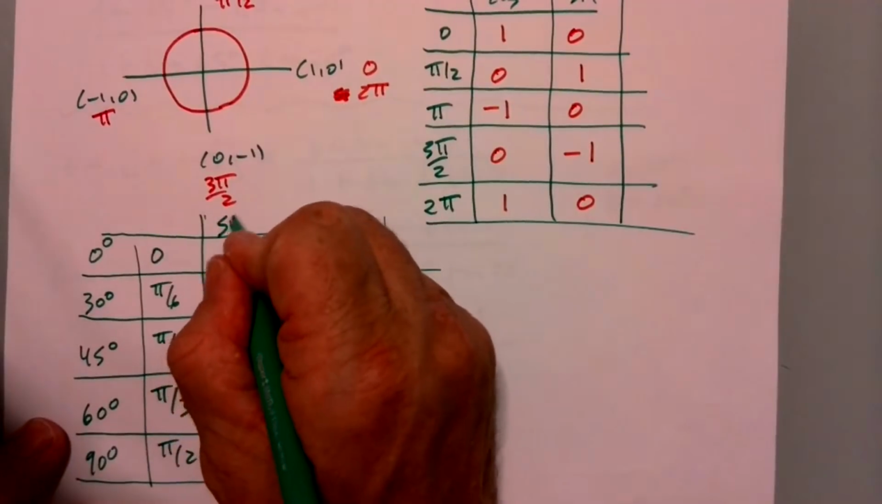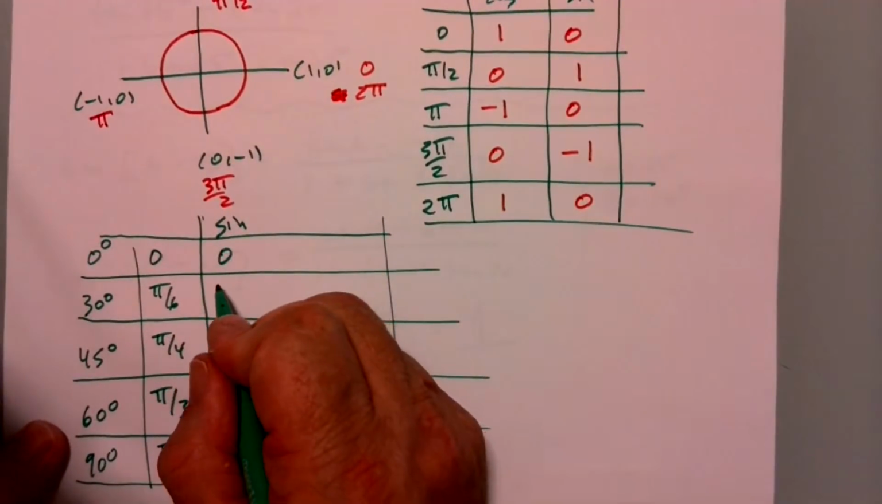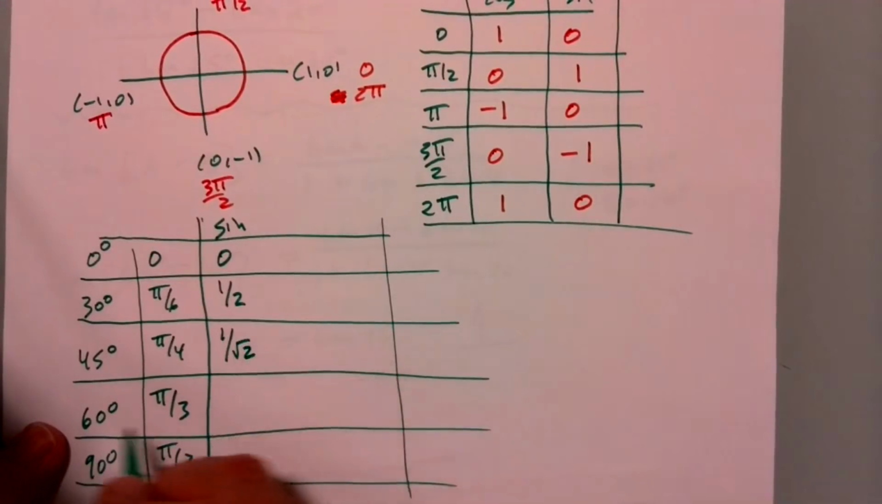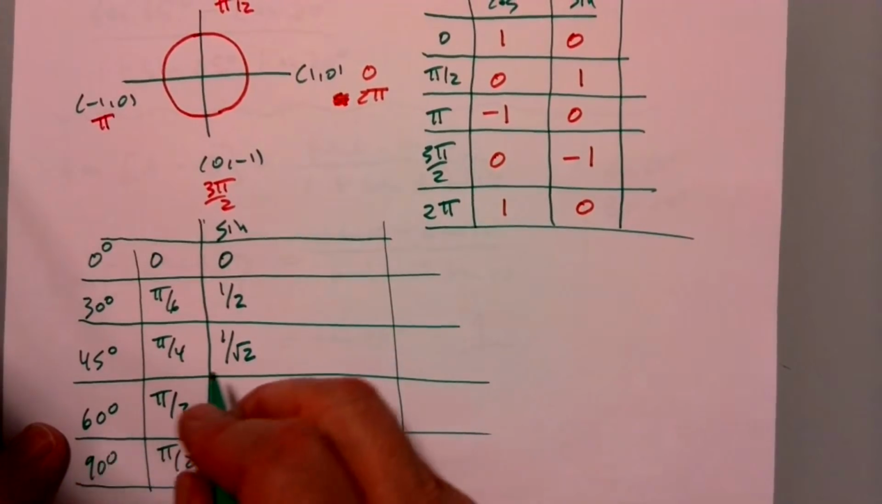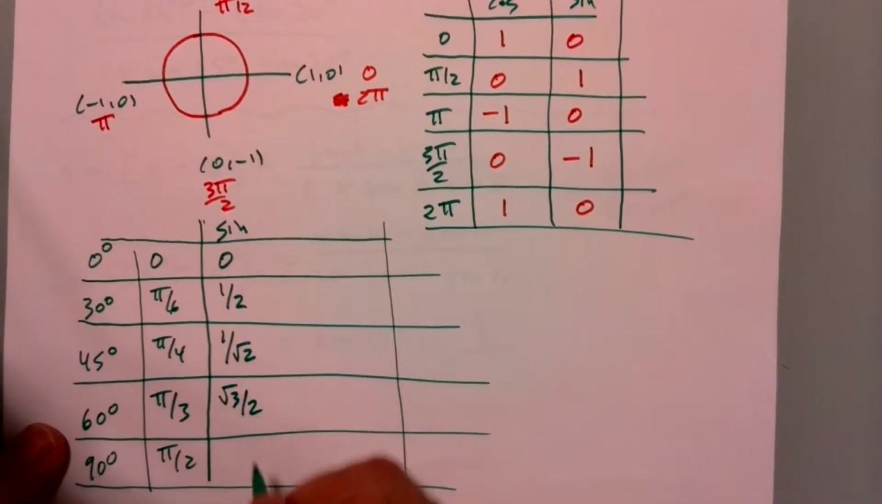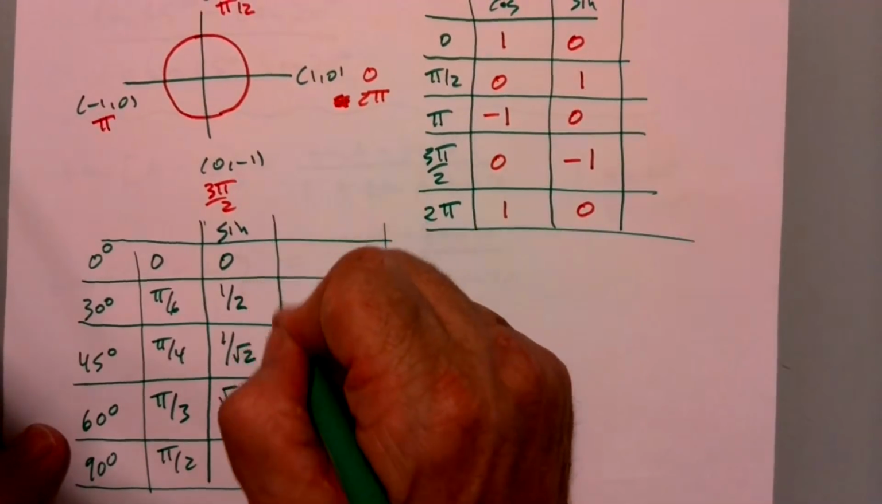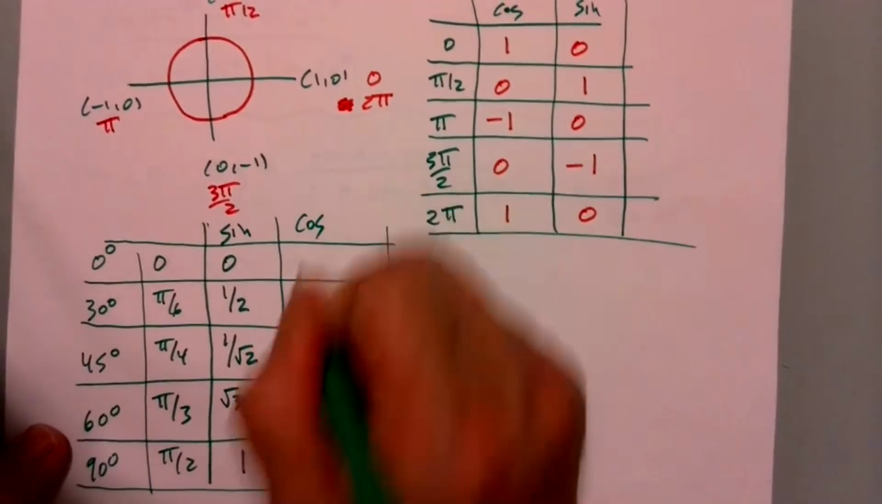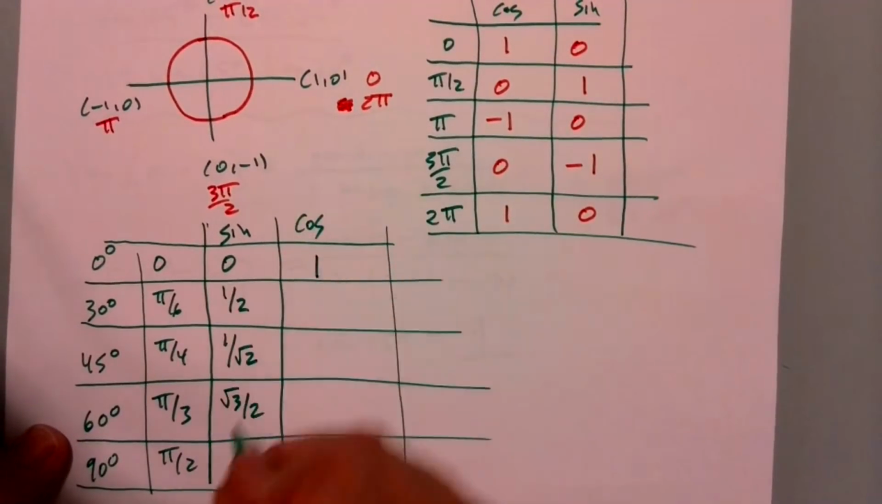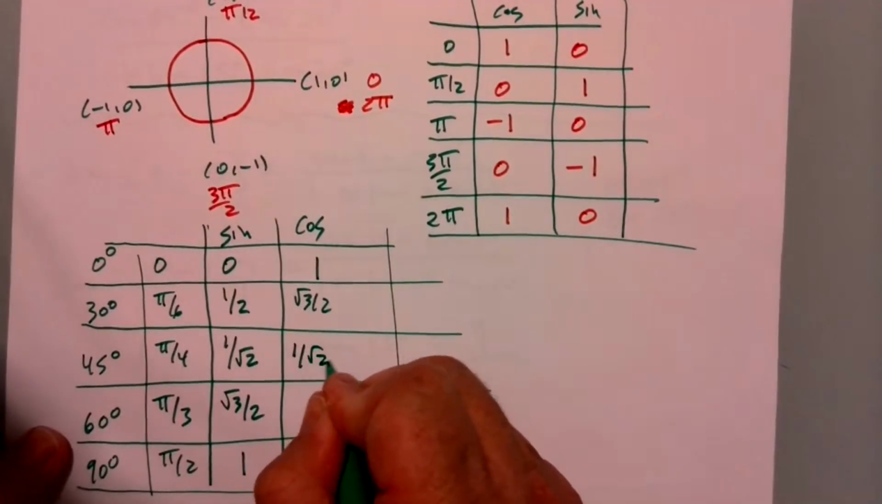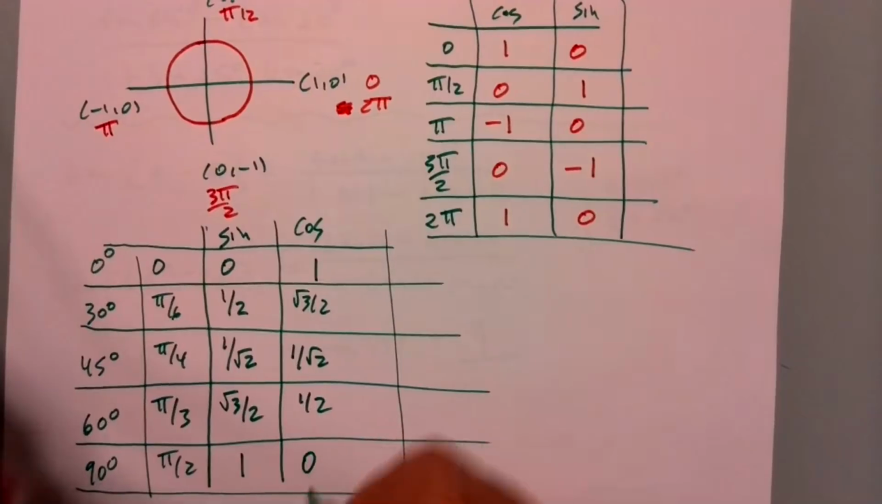I like to do sine first here. Sine of 0 is 0. Sine of pi over 6 is a half. Sine of pi over 4 is 1 over root 2, or root 2 over 2. Sine of 60 is root 3 over 2, and sine of 90, which is pi over 2, of course, is 1. And then to do cosine, we just write it from the bottom. So we start at 1, then root 3 over 2, then 1 over root 2, then 1/2, then 0.